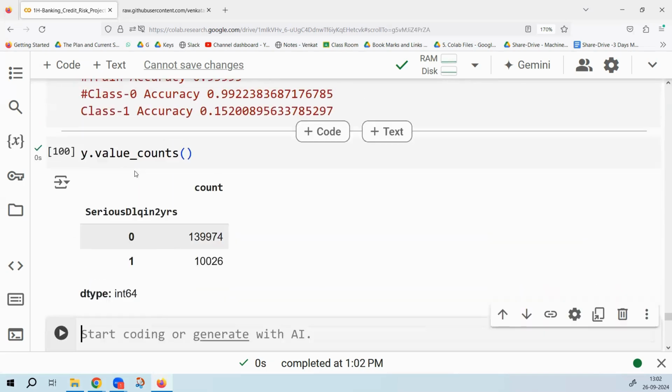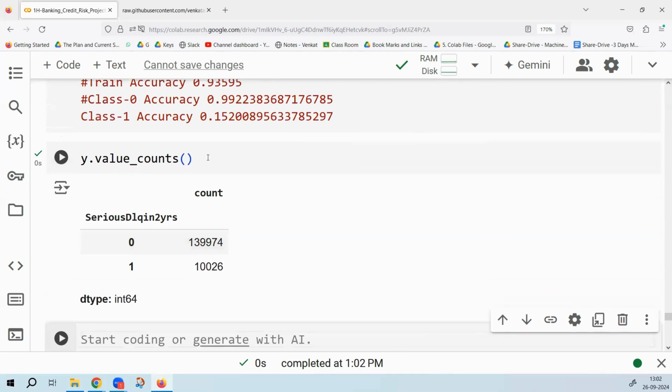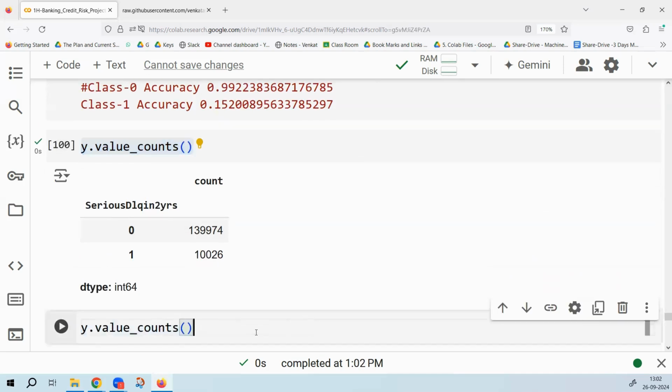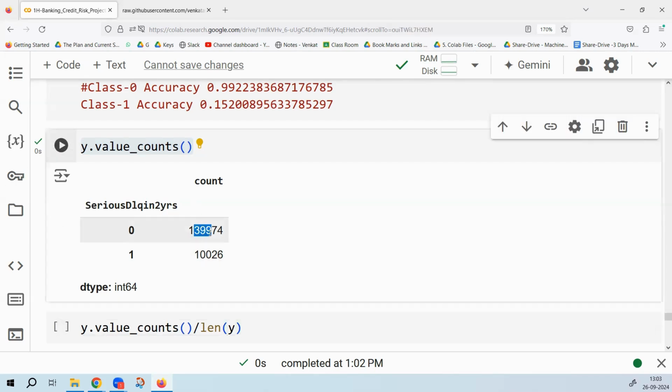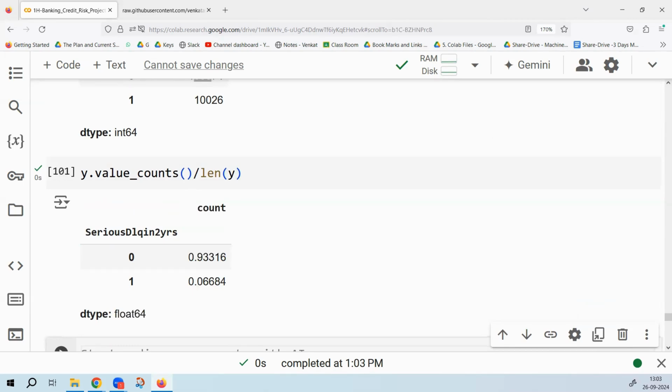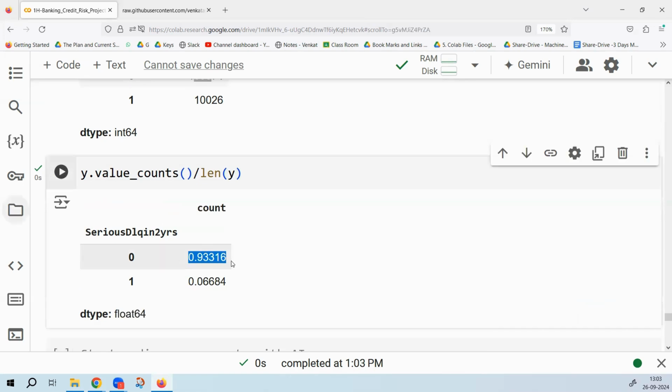How many zeros are there? How many good customers are there? 1,39,900. How many bad customers are there? 10,000. So the model naturally will learn everything from class 0 training data. That is why it is trying to do its job. What percent of the customers are having class 0? 93%. What percent of the customers are having class 1? Nearly 6.6, which is like 7%.